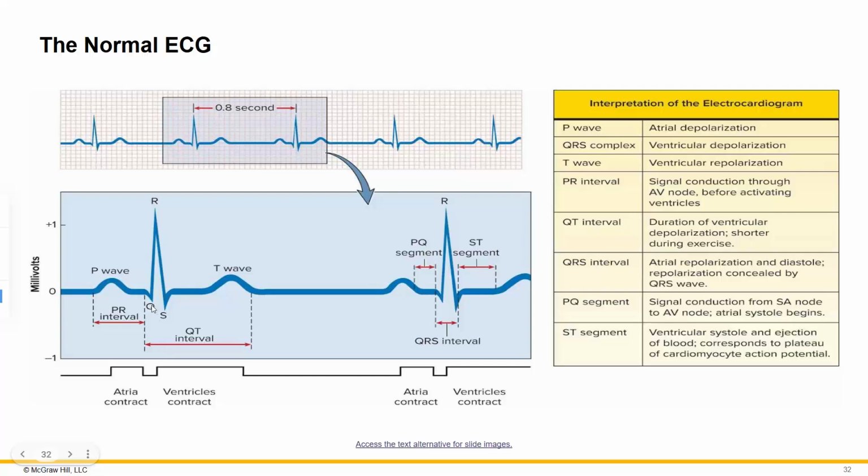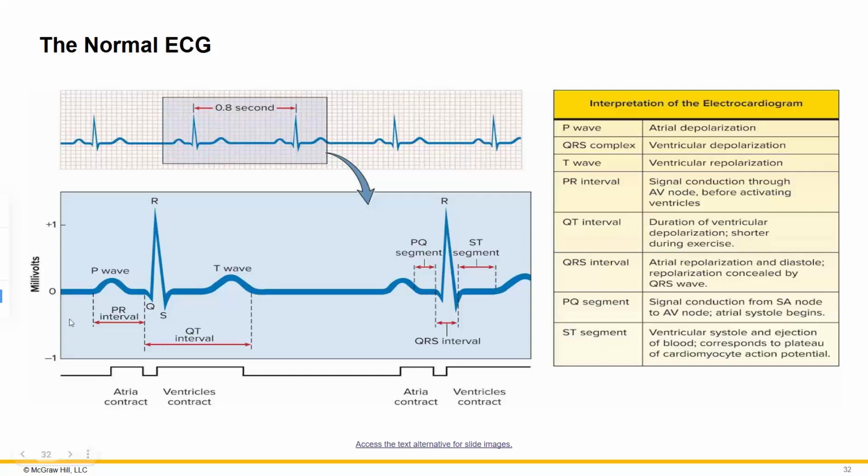Then we hit the QT interval. The QT interval is the duration of ventricular depolarization, which is shorter during exercise. The QRS conceals atrial repolarization and diastole. So now we have the QRS complex happening, and then the PQ segment from P to Q in here: signal conduction from the SA node to the AV node, and atrial systole begins. In the ST segment, ventricular systole and ejection of the blood corresponds to the plateau of the cardiomyocyte action potential.